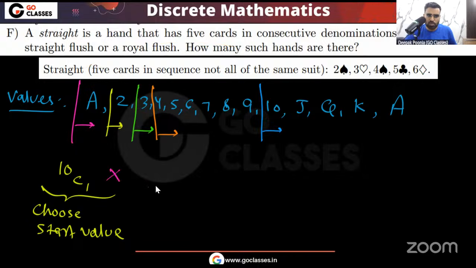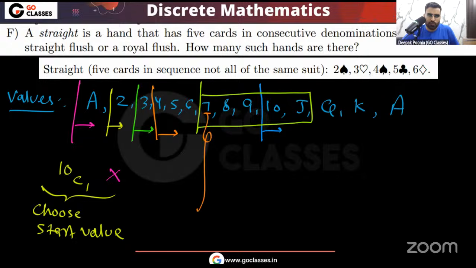Now, once you have chosen the start value, let's assume you have chosen the start value 7. Then you can see that 5 consecutive values you will take. But remember, we already know for every value there are 4 cards in the 4 suits. So for each value I just want one card. For every value I have 4 cards, but I just want one card.